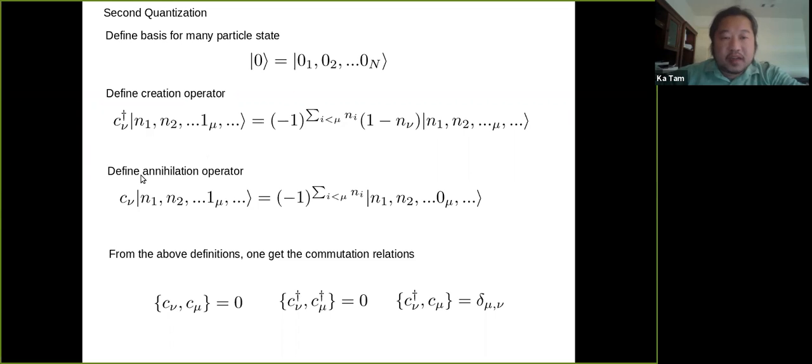And similarly, we define the annihilation operator. We call it C nu. You act on an eigenstate with 1 particle in state nu, then you destroy the particle. So it goes from 1 to 0. And again, there's a phase factor in front of it because of the anti-symmetric property. Just using these two definitions of the creation and annihilation operator, you can derive the commutation relation between them. And this is the anti-commutation relation for those creation and annihilation operators.